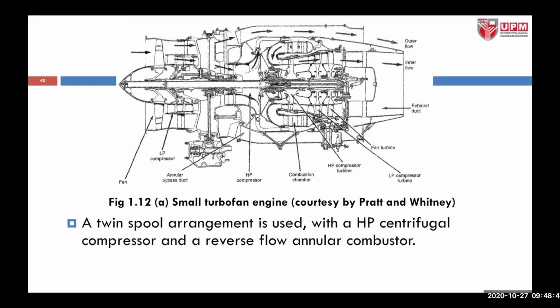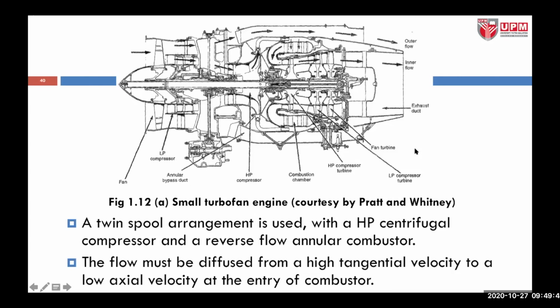A twin spool arrangement is used in this particular type of engine, with a high pressure centrifugal compressor and a reverse flow annular combustor. You can see here the outer arrows are the bypass flow that does not go into the main core of the engine, while some air is bled into the core. The air then goes into the combustion chamber before being supplied to the turbine stages, and then the hot gases flow into the nozzle area before joining back with the bypass flow.